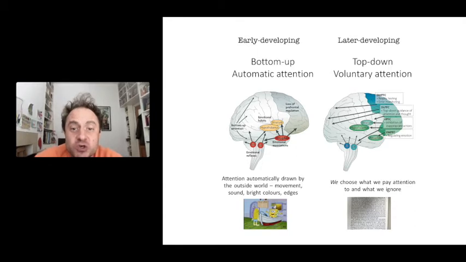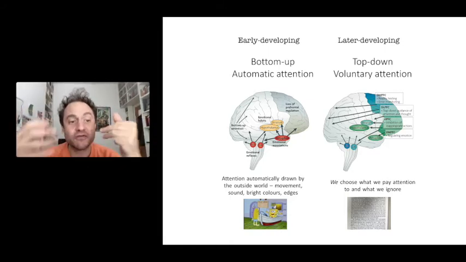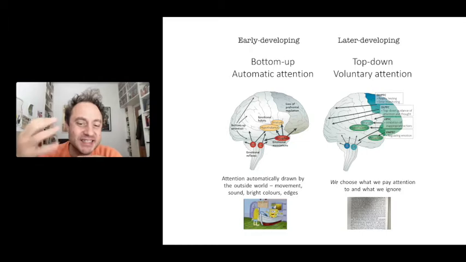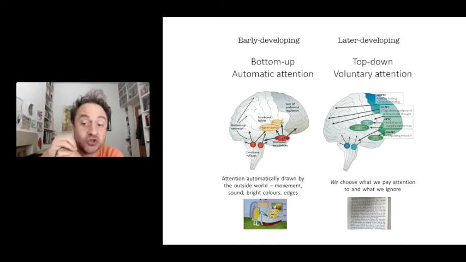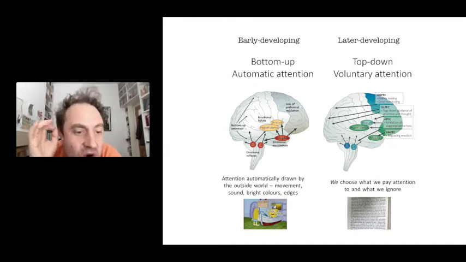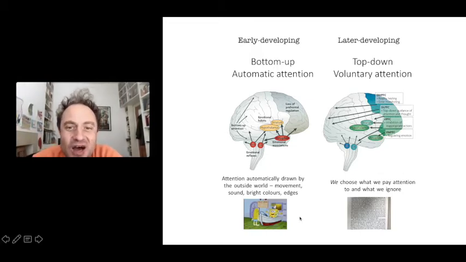So in part one of the lecture, we talked about this distinction between bottom-up attention, so that's our attention being automatically pulled from the outside world, movement, sound, bright colours, edges, and the contrast between that and top-down attention, so voluntary attention, what we talk about when we're talking about concentration, which is how well we can choose what we pay attention to and what we ignore. And we also talked about how bottom-up automatic attention is early developing, and top-down voluntary attention, where we're in control of what we attend to, is a later developing system.